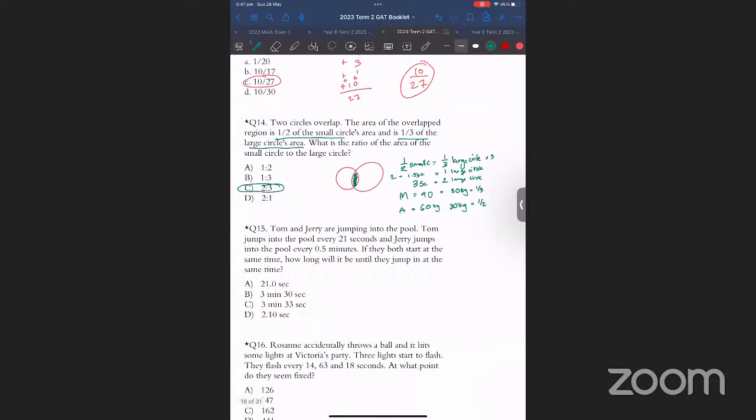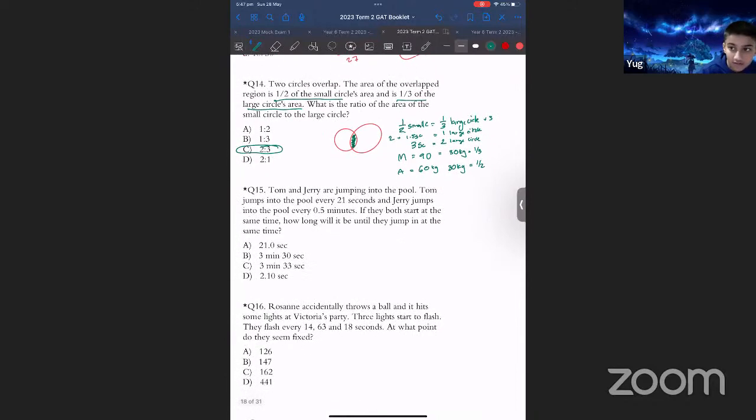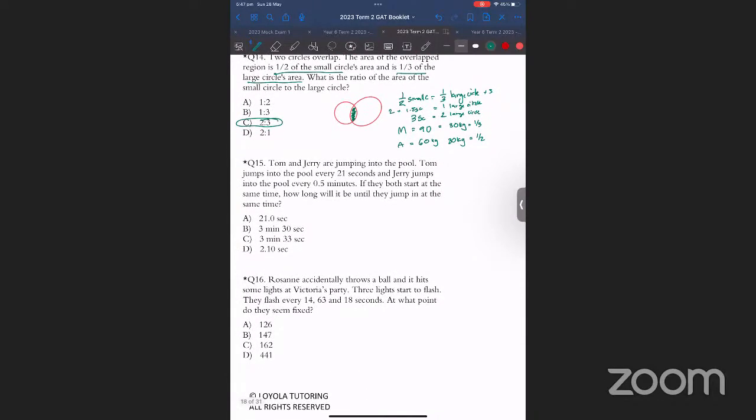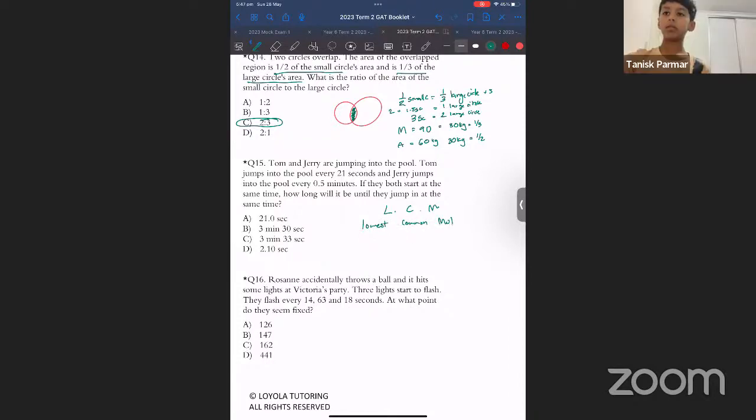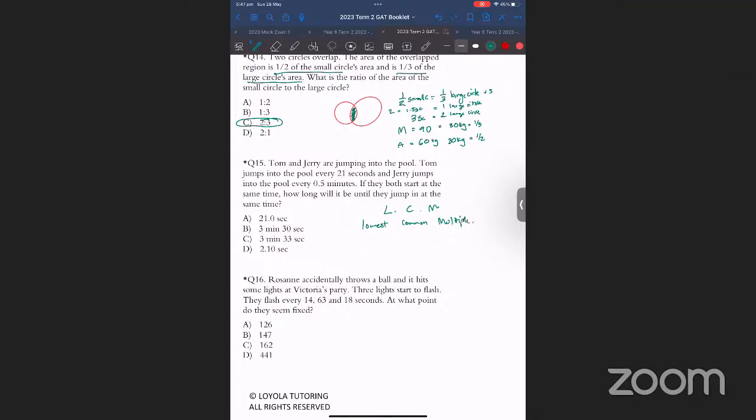Question number 15. Now 15 and 16 are pretty straightforward. I want to teach you guys a new method, and it's called the LCM method. Do you understand what LCM stands for? Lowest common multiple. Now, lowest common multiple.